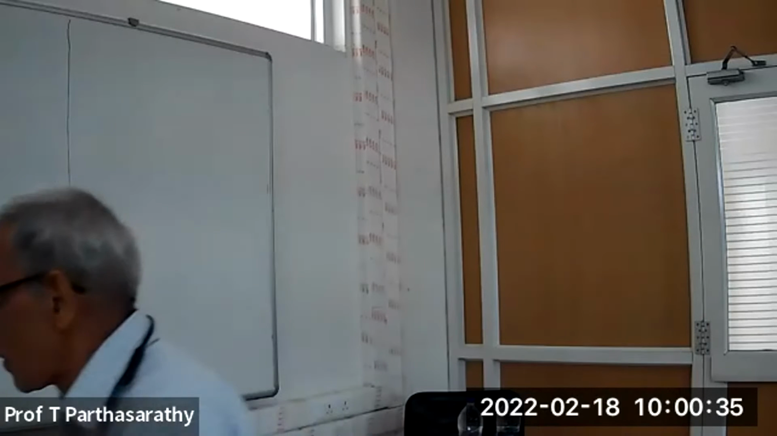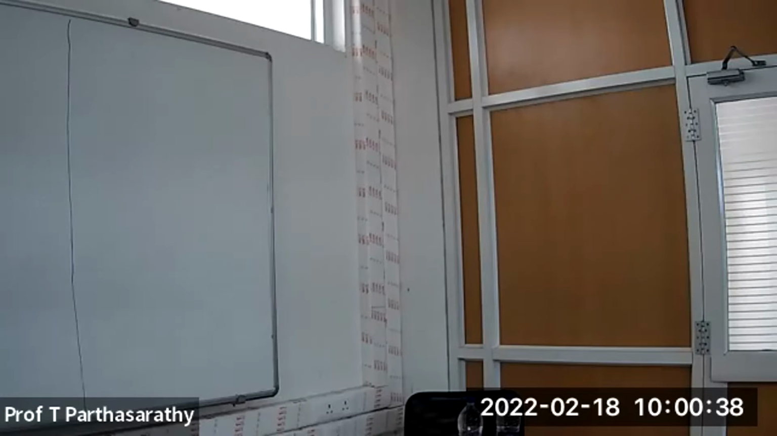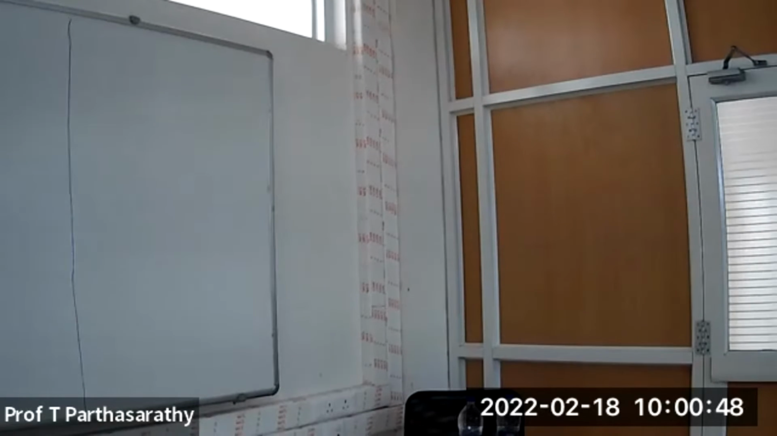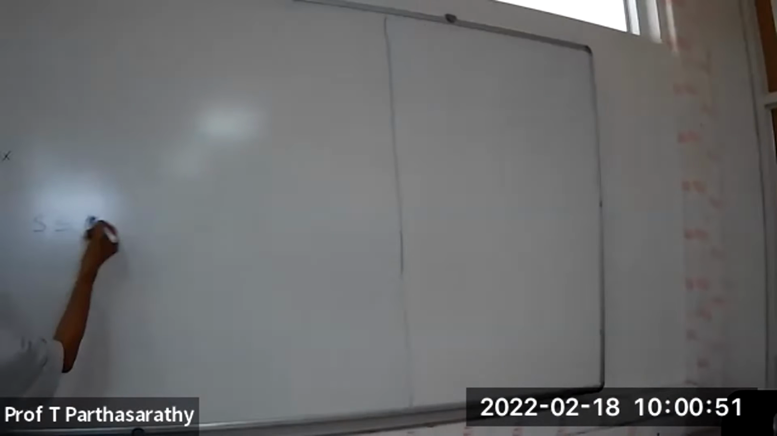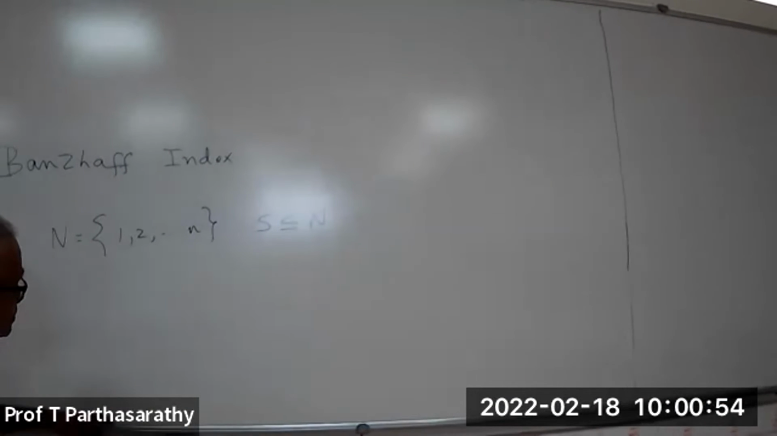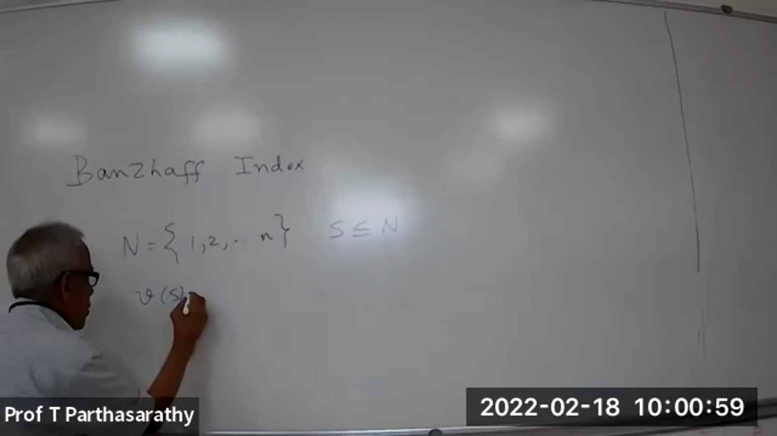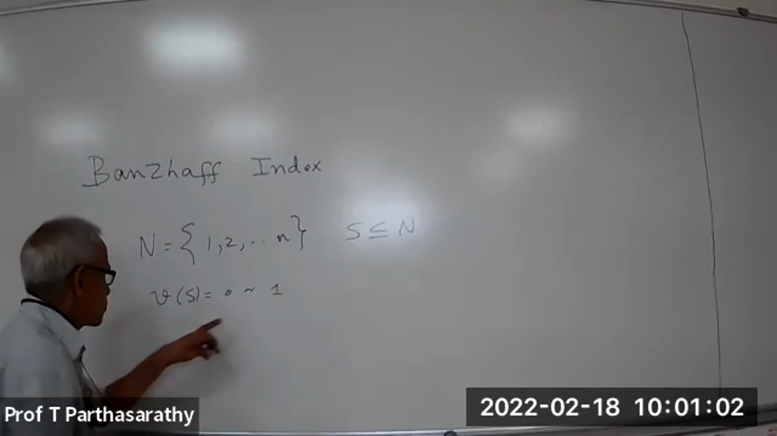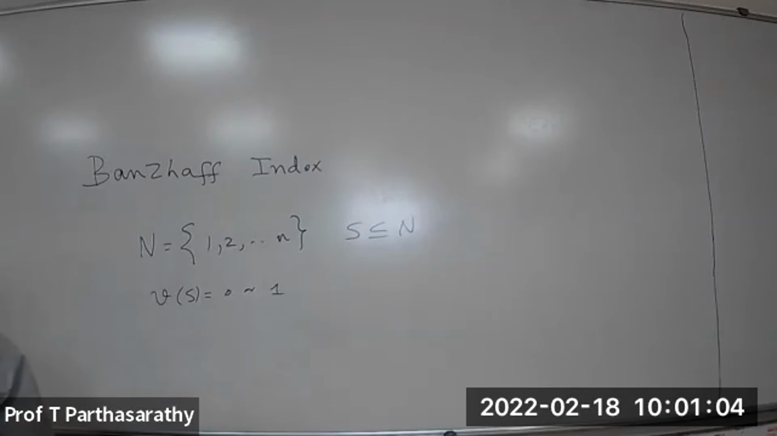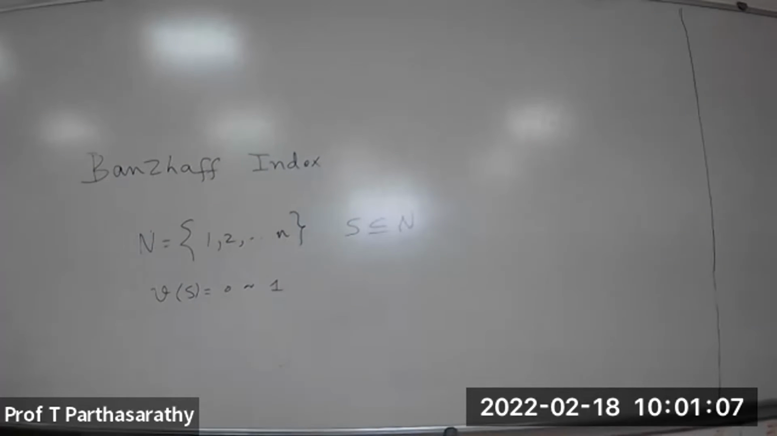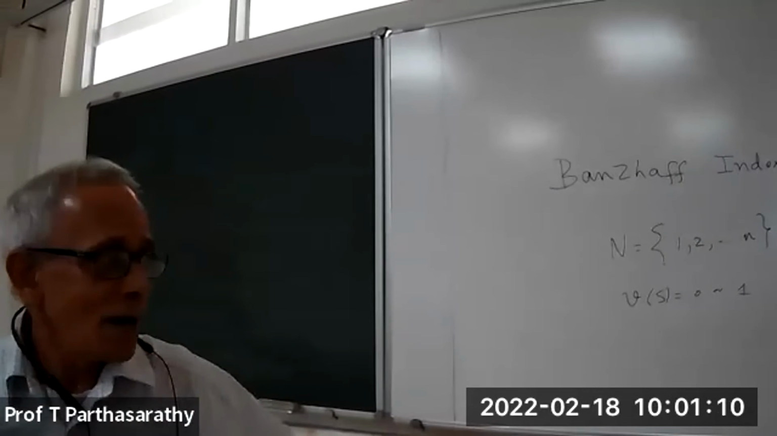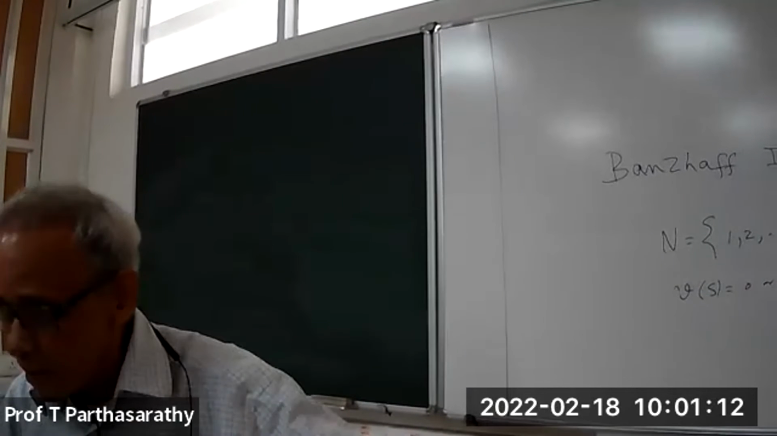Let me recall the definition of a simple game, a proper simple game. You have a player set N equal to 1 to n, and S is a coalition, which is a subset of N. N is called the grand coalition, and there is a function v which associates either 0 or 1. If it is 1, that coalition is winning, something like a voting game. If the majority of people support the thing, then it passes. Otherwise, it fails. So this is the game.